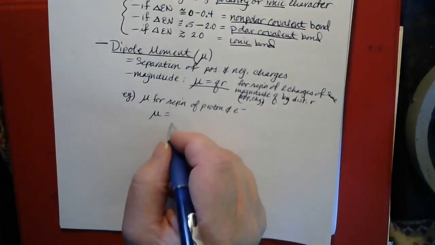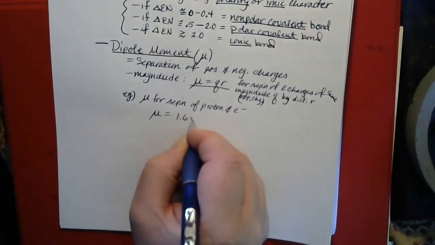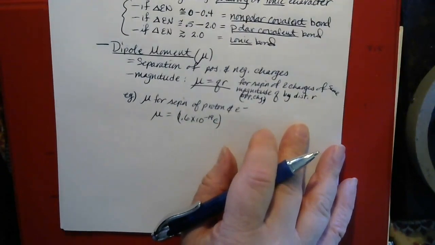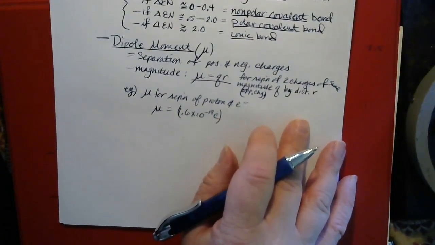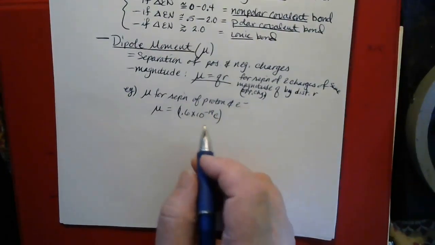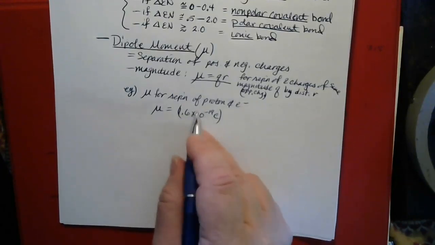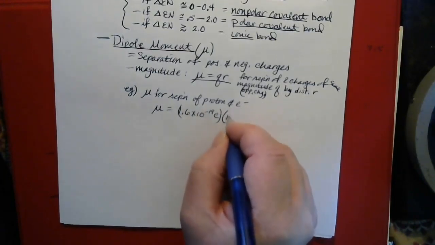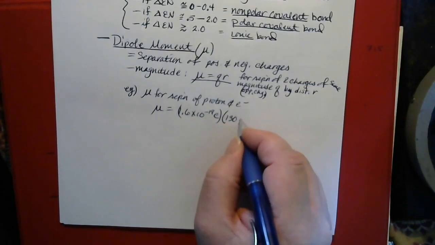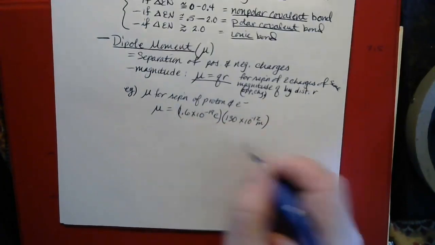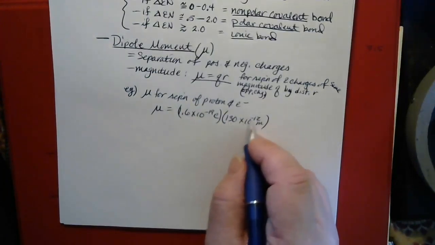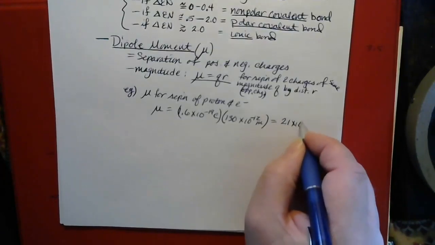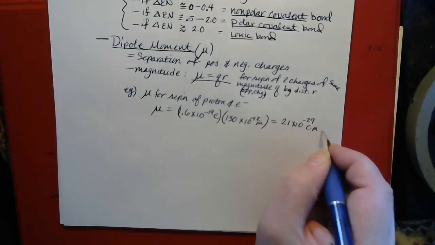Anyway, mu would be equal to the charge on a proton or electron, which are equal, and we usually think of a charge on a proton or an electron as being +1 or -1, but that's really for convenience. The SI unit for electrical charge is the coulomb, and one proton or one electron would have a charge of 1.6 times 10 to the -19 coulombs. The distance by which they are typically separated would be 130 picometers, and that's 130 times 10 to the -12 meters. When you multiply those together, you get 2.1 times 10 to the -29 coulomb meters.